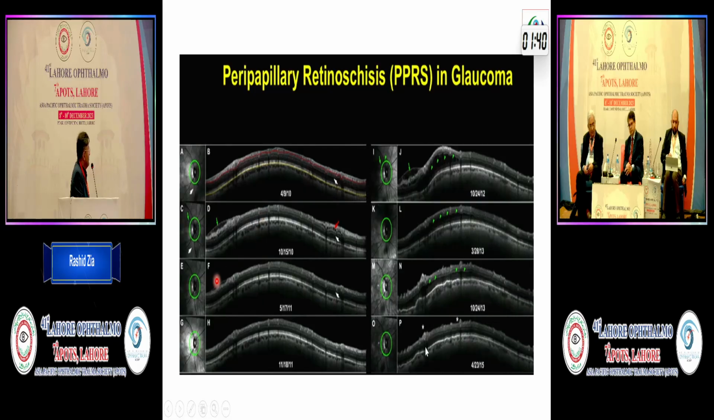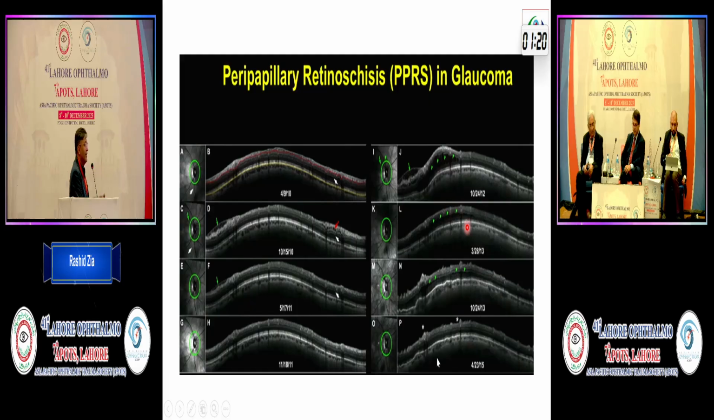So this is an example. In 2010, you can see changes coming up as the time passes by. Please forget about the red dot. And it comes and goes. I can't see it clearly from here, but you can see by the time the last slide comes, the nerve fiber layer is completely gone.